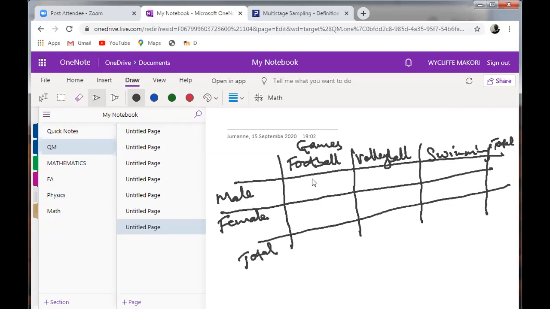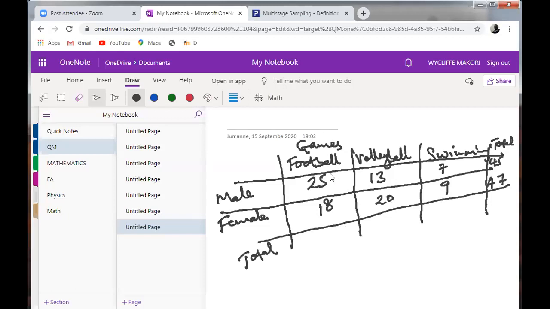Maybe the males who are doing football, there are 25. Those who are doing volleyball are maybe 13. And those who are swimming are maybe 7. In total, these are going to be 20 plus 25, which is actually 45. They are 45 in total. Those females who are maybe doing football, they are 18. Those who are doing volleyball, let's say they are 20. And those who are swimming, they are maybe 9. This is 38 plus 9, which is actually 47. 47, eh? Then we can have the total downwards.